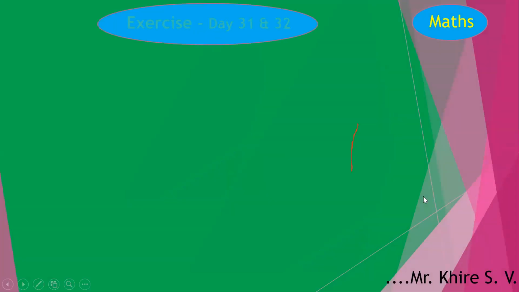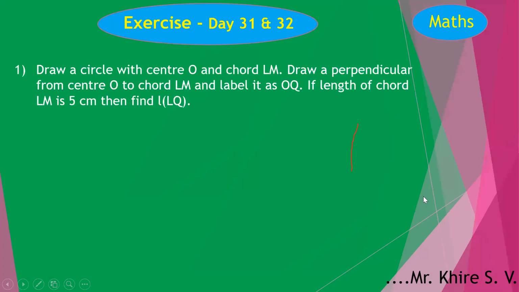Now homework or exercise for day 31 and 32. First question is, draw a circle with center O and chord LM. Draw a perpendicular from center O to chord LM and label it as OQ. If length of chord LM is 5 cm, then find length LQ. Second question. This figure is for second question.